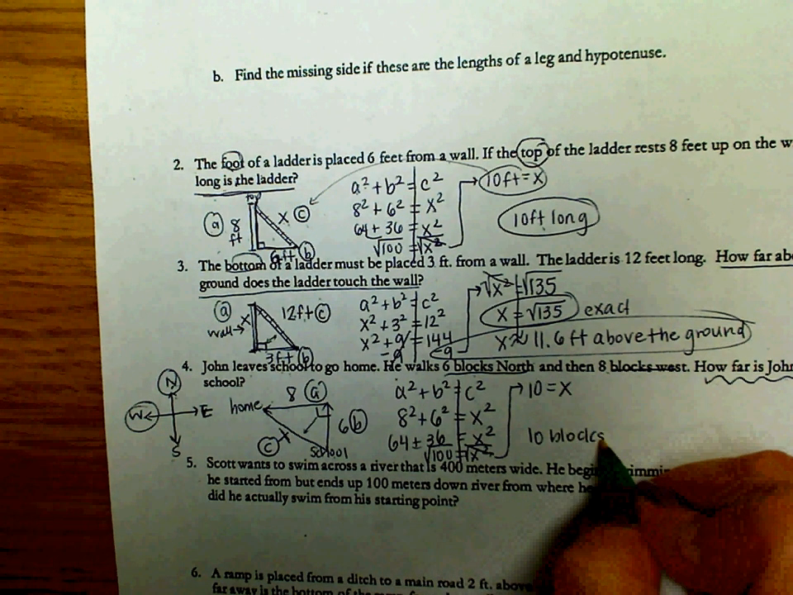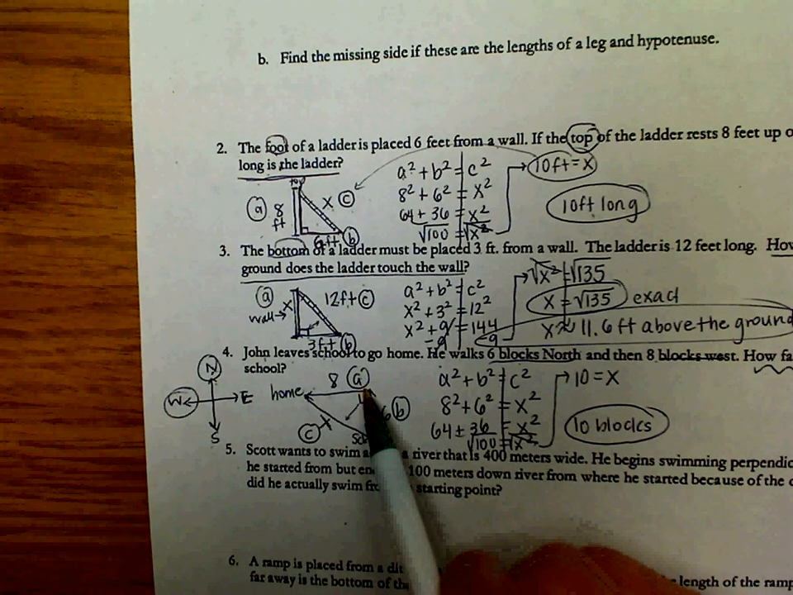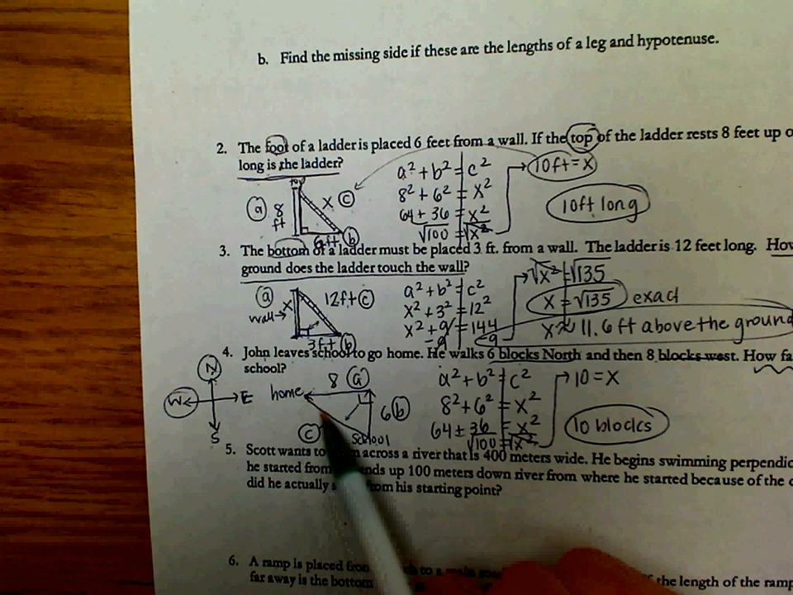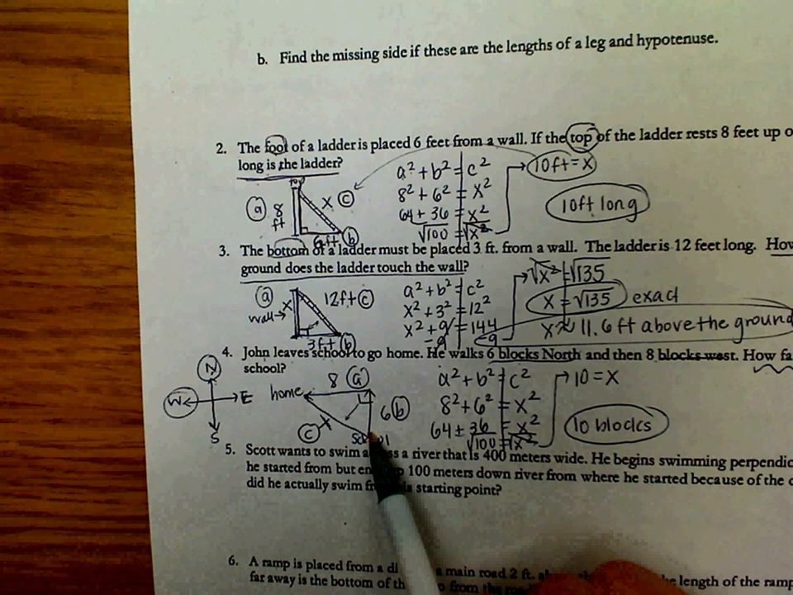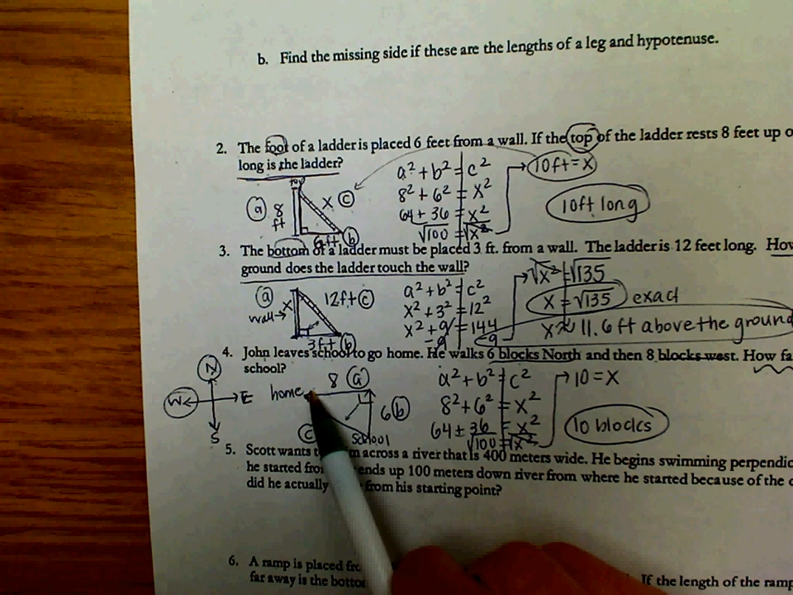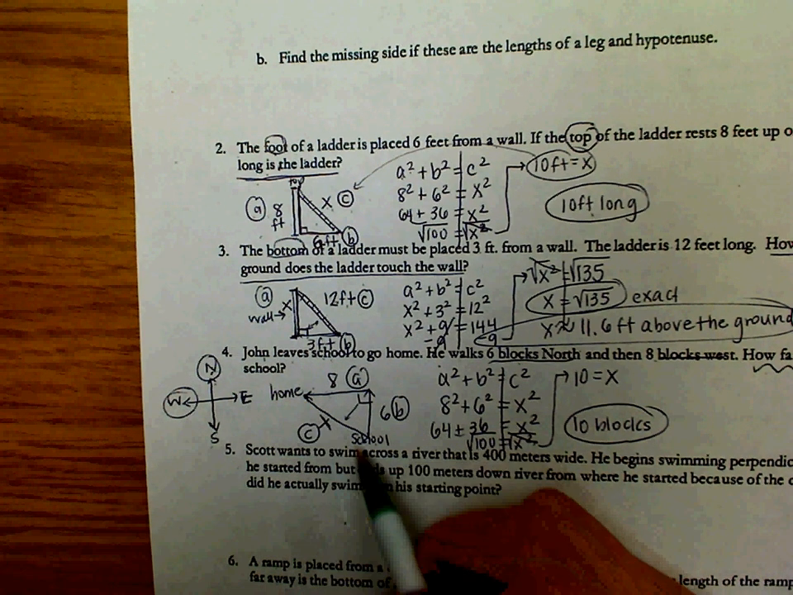Okay, so this boy John, he went 6 blocks north, then 8 blocks west, and then he reached home, but technically, he's only 10 blocks from the school if he takes the shortcut. Because if you go 6 blocks plus 8, that's 14 blocks total, and here he has 10 blocks. So this is your shortcut home.